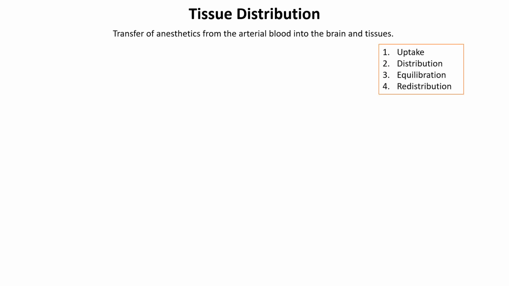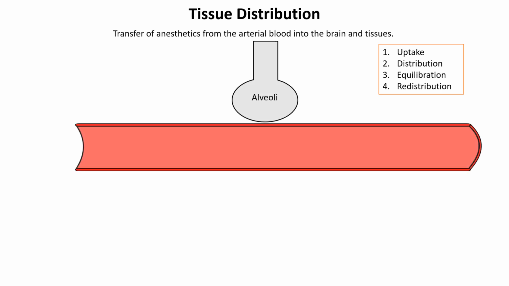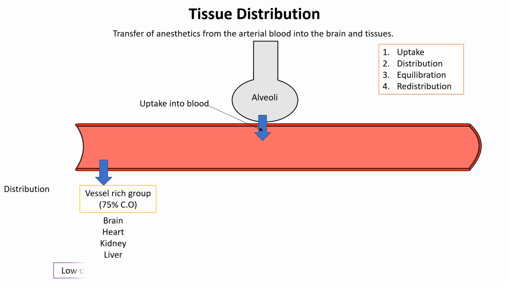Tissue distribution involves transfer of anesthetics from the arterial blood into the brain and tissues. The process involves uptake into blood, distribution, equilibrium and redistribution. Inhalational anesthetics are first absorbed into the bloodstream via the alveoli in the lungs. Once in the bloodstream, the anesthetic is delivered to various tissues, with highly perfused organs like the brain, heart, liver, and kidneys receiving it quickly. The brain equilibrates quickly due to its high perfusion and lipid content, resulting in rapid induction of anesthesia.